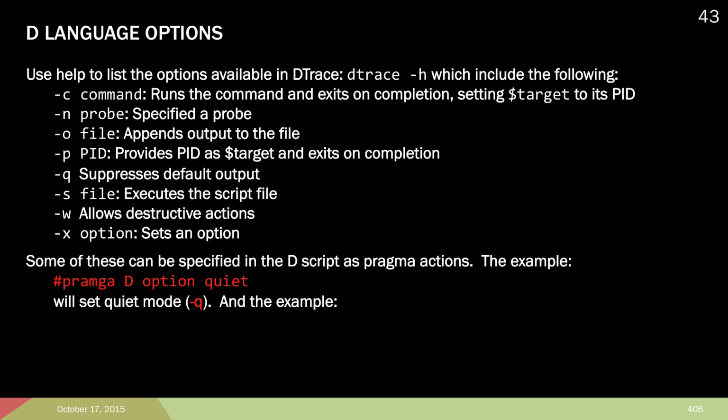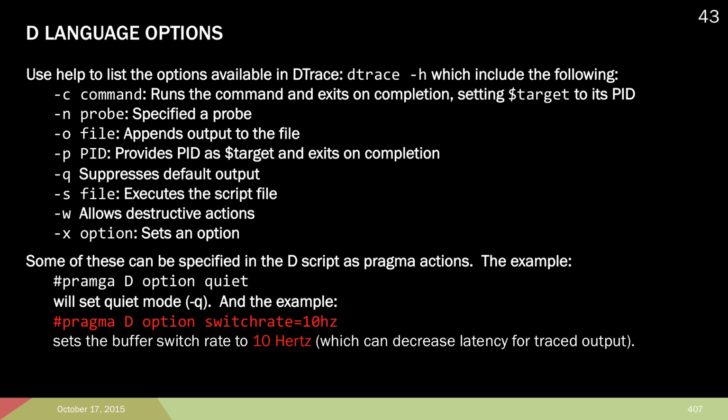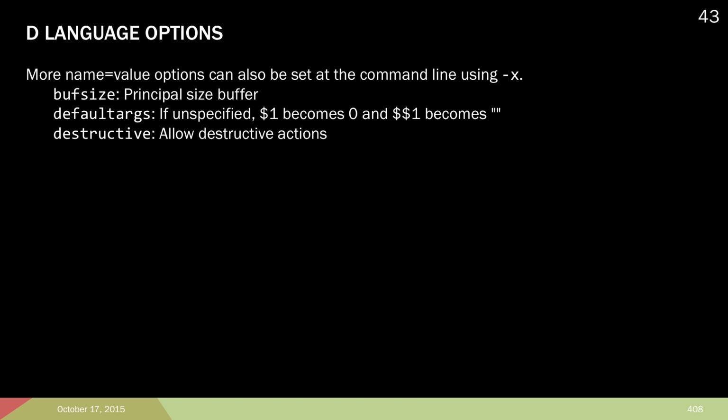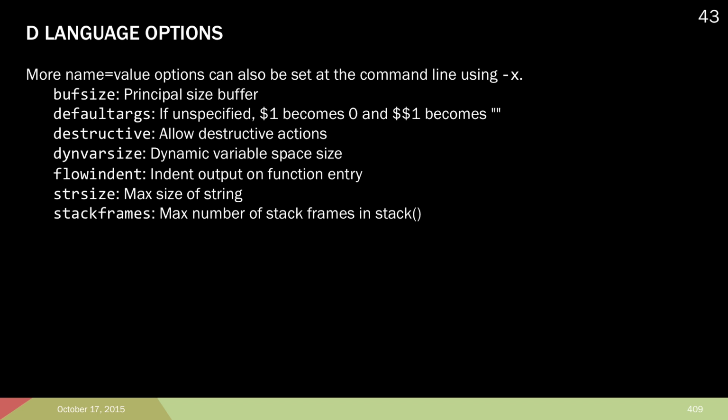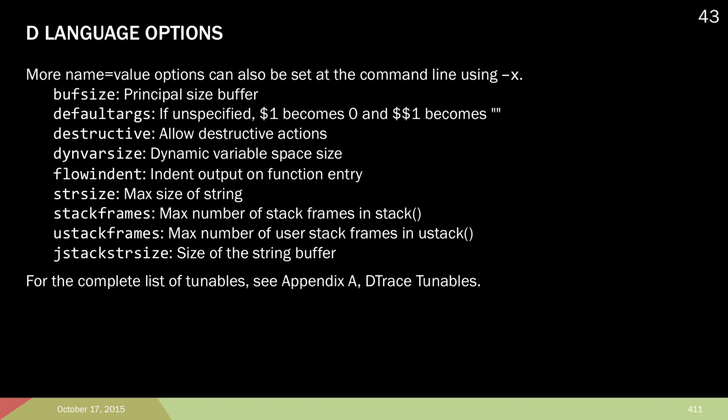Options can be set in scripts using pragma. Instead of using -q on the command line, we're using the quiet pragma option. To decrease the latency for traced output, increase the switch rate from the default of 1 Hz to 10 Hz. Many options can be set on the command line. Flow indents on every function entry and unindents on function returns. Keep this option in mind. For the complete list, see Appendix D.